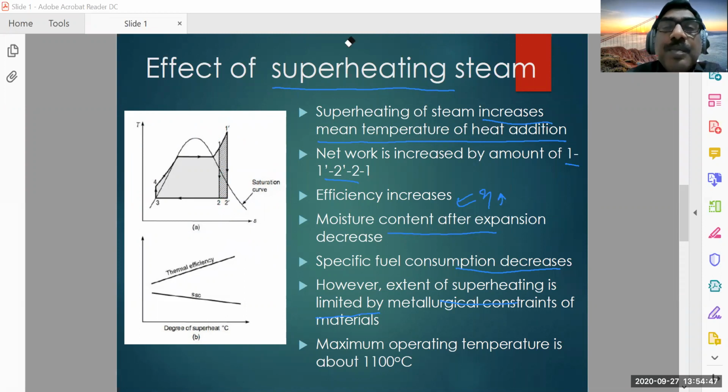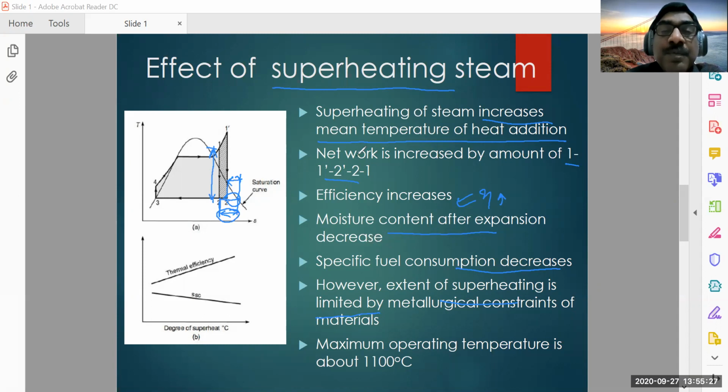if you expand the steam from 1 to 2, you are getting only this much work. And this is the moisture content you are going to get if you are expanding along the process 1 to 2. But if you are expanding from 1 dash to 2 dash, this is the moisture content. So the moisture content is getting decreased. So this is another advantage. It is also beneficial for the safety of the turbine blades.